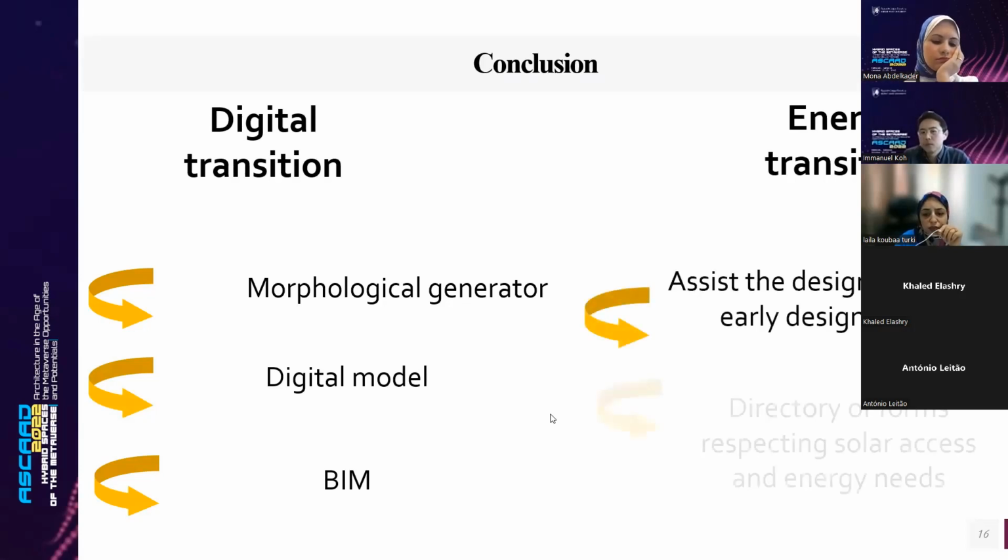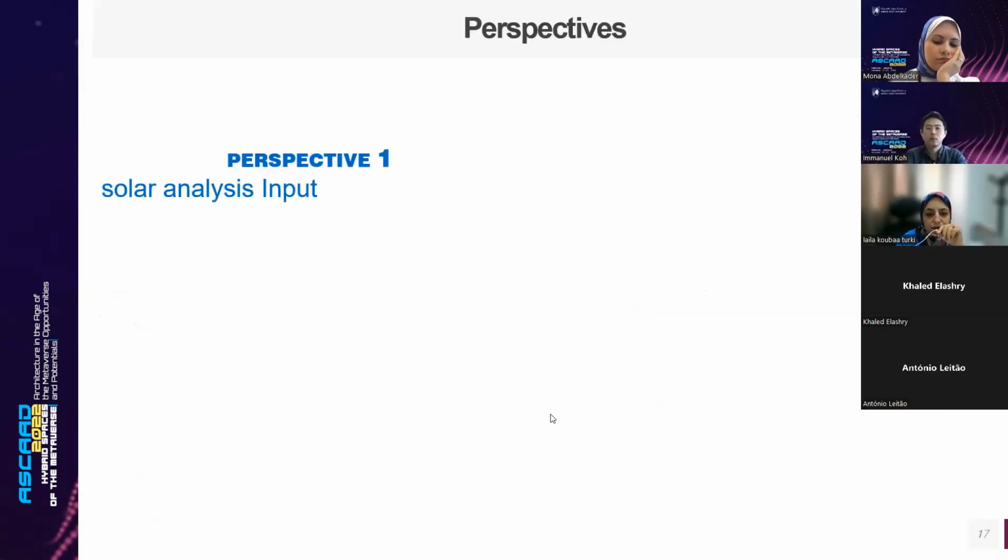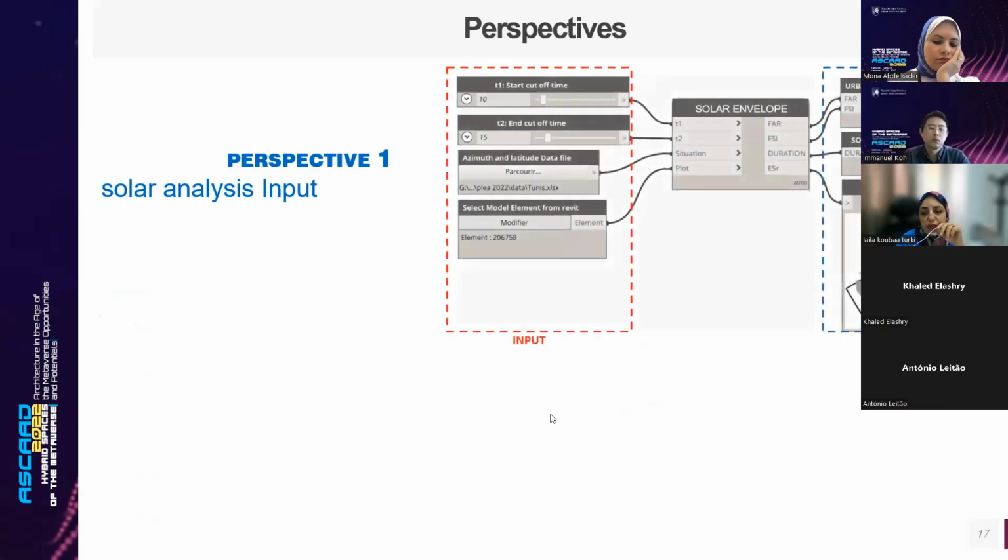In addition, a second axis is that of the energy transition. The model allows designers to anticipate the energy balance from the first phases of design. The generator presents a directory of shapes respecting solar access and desirable solar gain according to the climatic region. The proposed approach makes it possible to guarantee better use of solar energy on the building envelope.